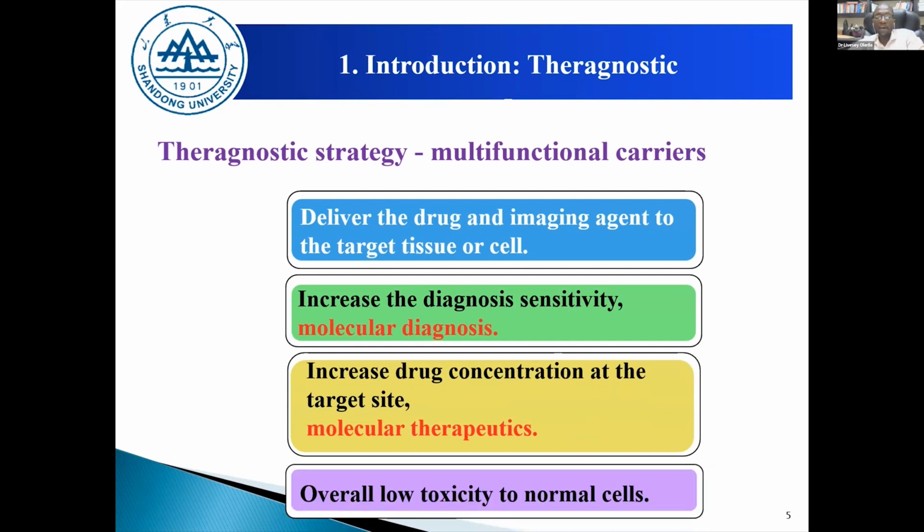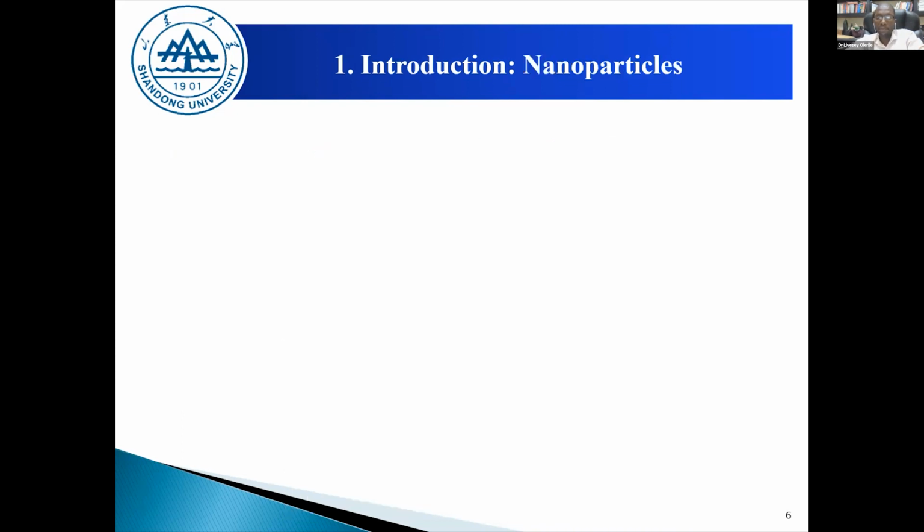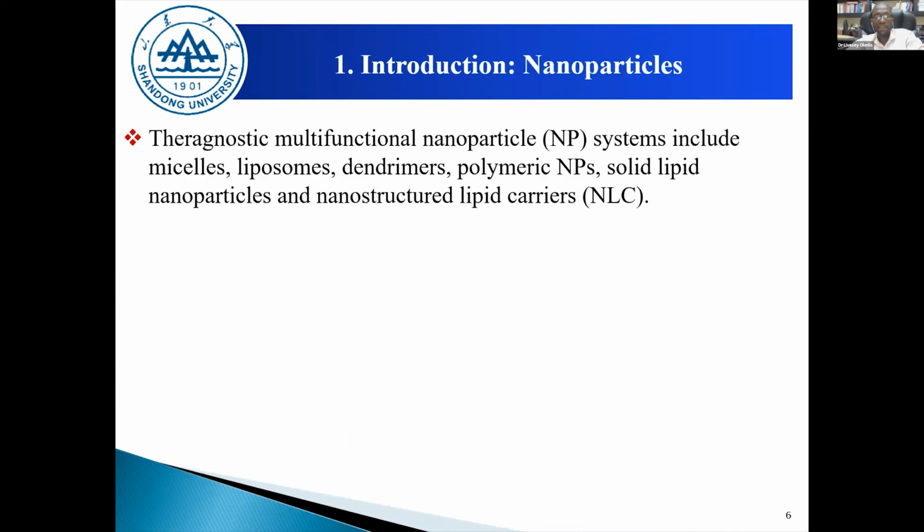So, and then overall, there must be low toxicity to the normal cells, because we don't want to hurt the patient. So normal cells are so crucial. We don't want to disturb them for the well-being of the patient. So we are only targeting the tumors. All right. Now, the nanoparticles.